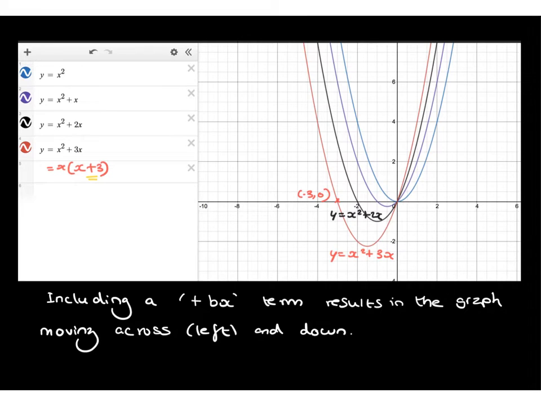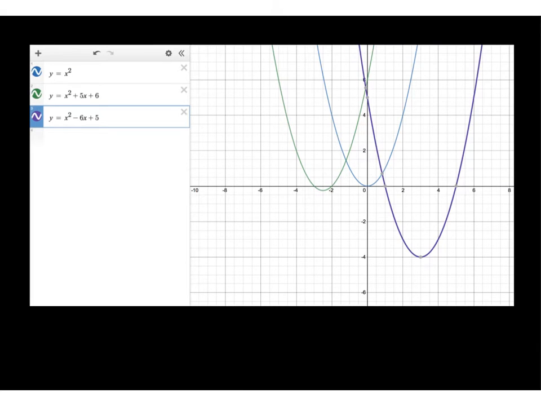So it's clear that if you start with y equals x squared, your very standard parabola, and you include either a plus x or a minus x type term, then that results in the graph being translated left or right and then down. So what happens when we tie some of these ideas together? Have a look at the blue graph, which is our starting point, y equals x squared. And I want you to have a look at this green graph here, which is y equals x squared plus 5x plus 6. So this graph has an x term and a constant, a numerical term at the end.